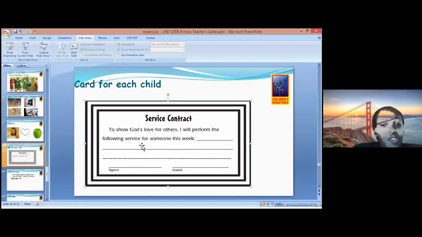Alternatively, you can even just tell the children to draw with their rulers. And then they can also make this vow that to show God's love for others, I'll perform the following service for someone this week, so that at the end of the day, the child knows that it is my Christian duty to help others.